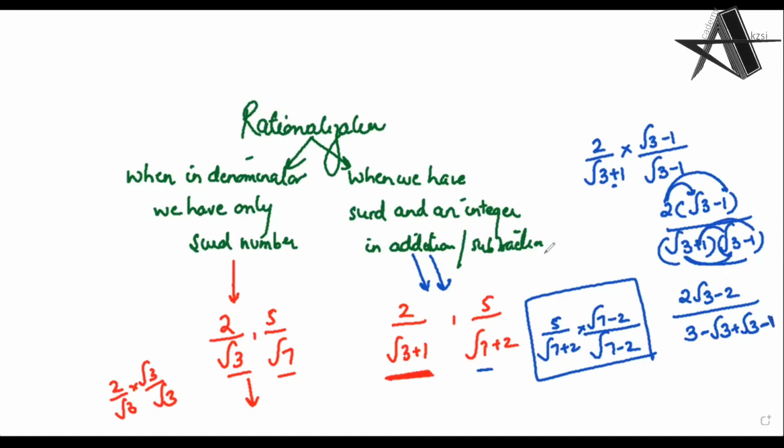So you can clearly see plus root 3 and minus root 3. You can cancel it out. Answer will be 2 root 3 minus 2 over 2. Or you can cancel out 2. It will be root 3 minus 1. That will be your final answer.